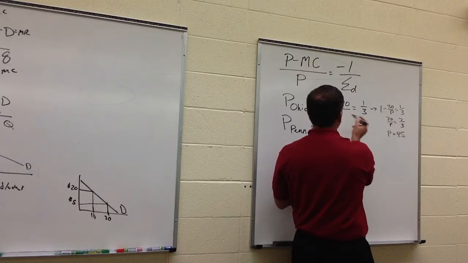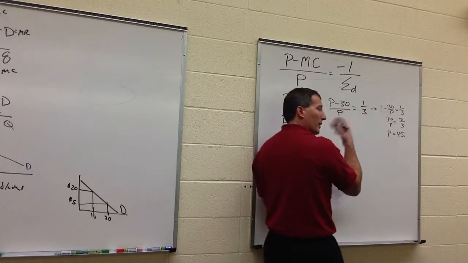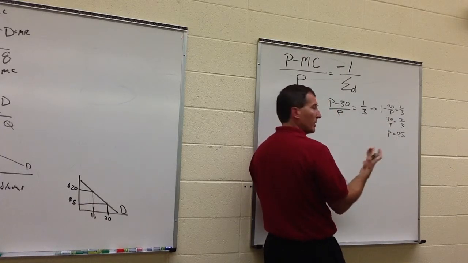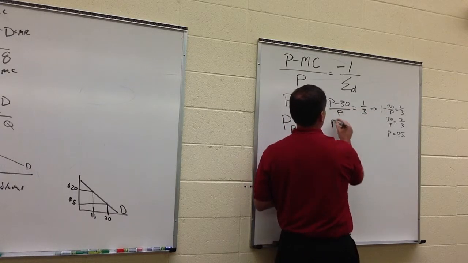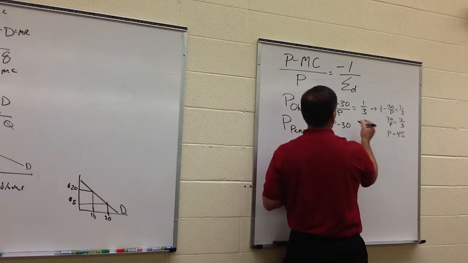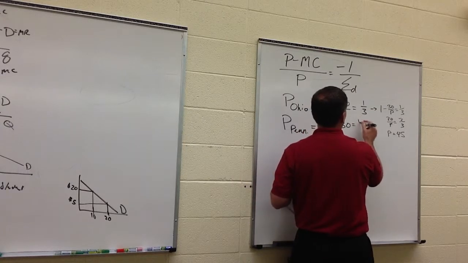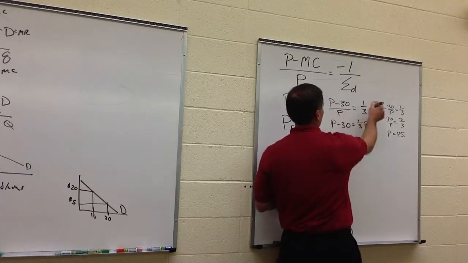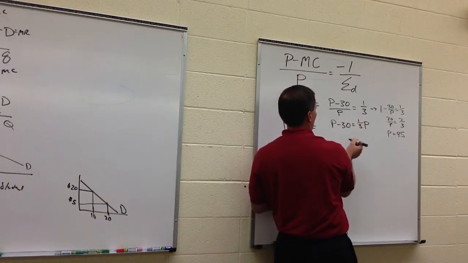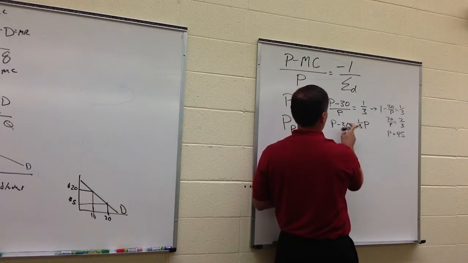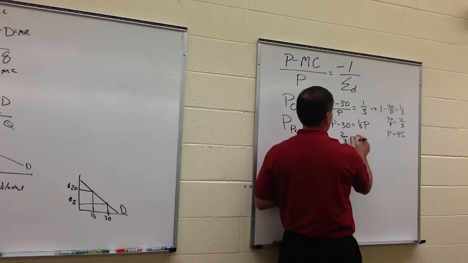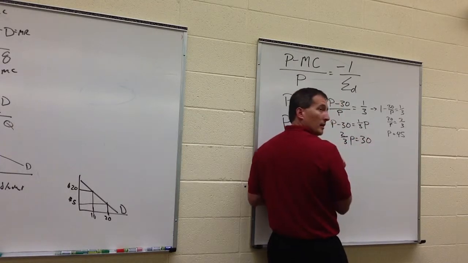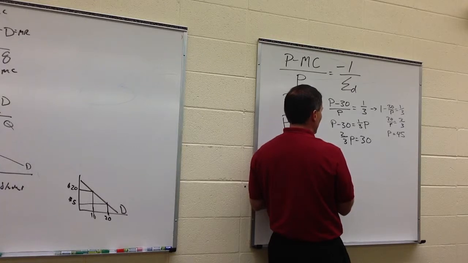Now, Blake did it a little bit differently, so again, that's why I want you guys to do it on your own and figure out what works for you. Blake threw the P over here, so he ended up with P minus 30 equals 1/3 P. He threw the P over there, which is fine. And then we've got 1P minus 1/3 P is 2/3 P equals 30. How about that one, Max? Does that work better for you?